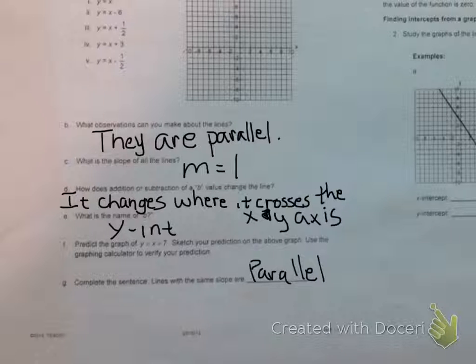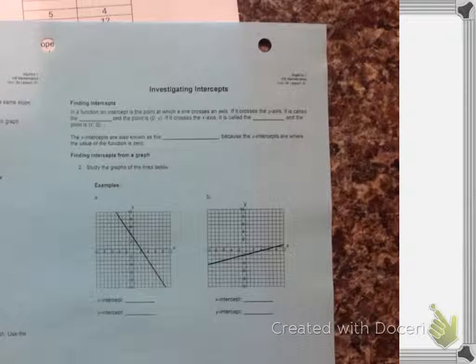Alright, let's look at the other page. I'm going to fill in the beginning blanks for you, and then I'm going to let you guys finish this activity. In a function, an intercept is the point at which the line crosses an axis. If it crosses the y-axis, it is called the y-intercept, and the point is 0, y. If it crosses the x-axis, it is called the x-intercept, and the point is x, 0.